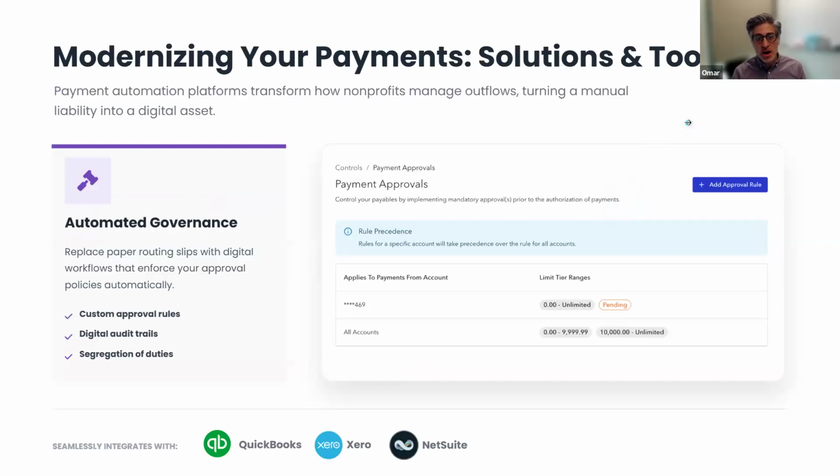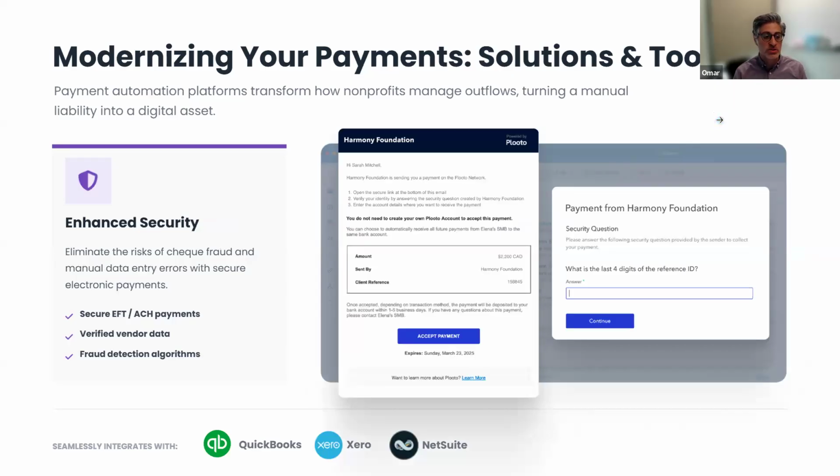All right. So, modernizing your payments. The solution, obviously, I'm going to tell you it is Pluto. Pluto helps you to automate your governance. It helps you replace paper routing slips with digital workflows that enforce your approval policies automatically. So it actually prevents situations where controls can be not followed.